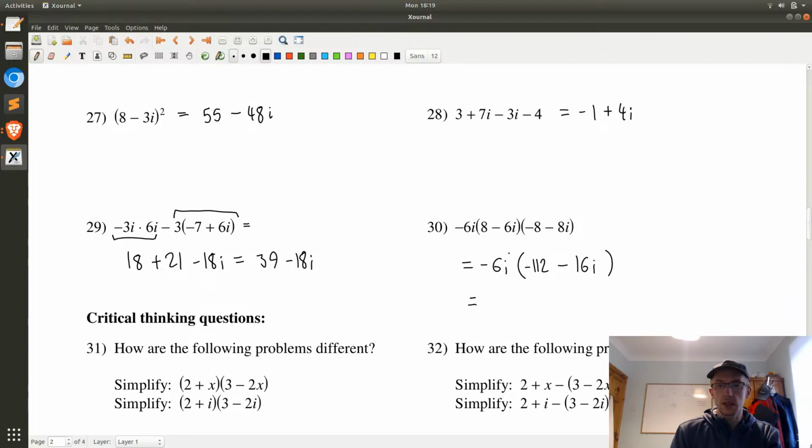And so now just expand that -6i right there. We know that this will turn that part real, the last part real, and the first part imaginary. So we'll do it in that order. So -6 times -16 is +96. Times by the i squared is -96. There, like that. -6 times -112 is 672. So 672i.